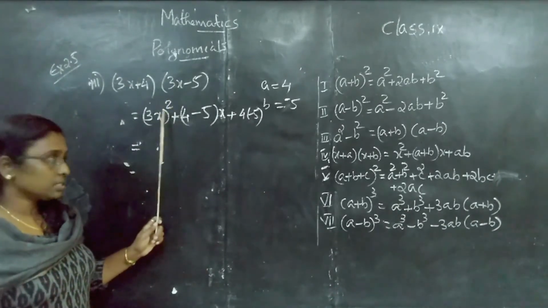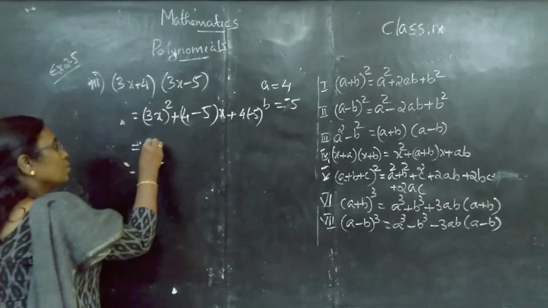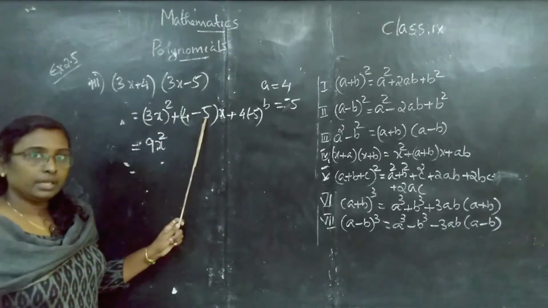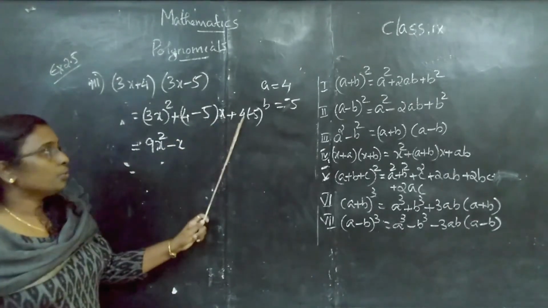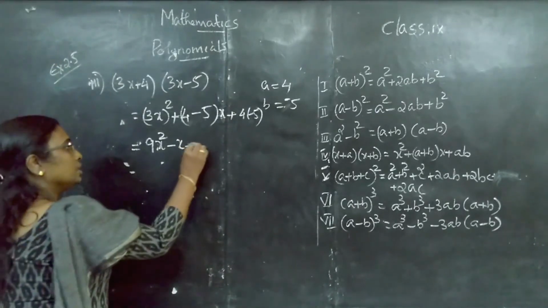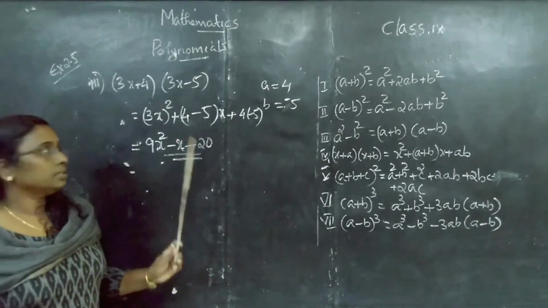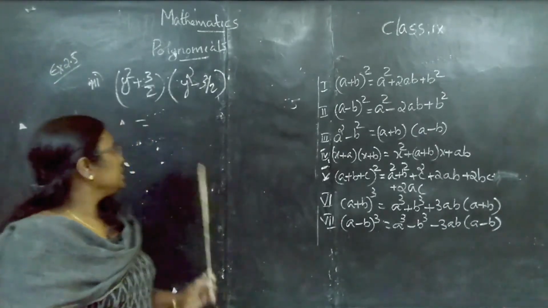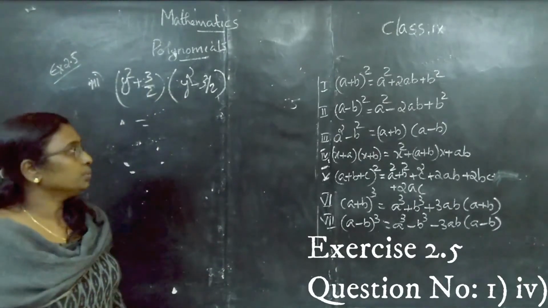What is 3x the whole square? 3 square is 9, x square is x square. So 9x square. 4 minus 5 is minus 1. Minus 1 into x, minus x. 4 into minus 5, minus 20. This is the product of these factors. Okay. The next question is y square plus 3 by 2 into y square minus 3 by 2.